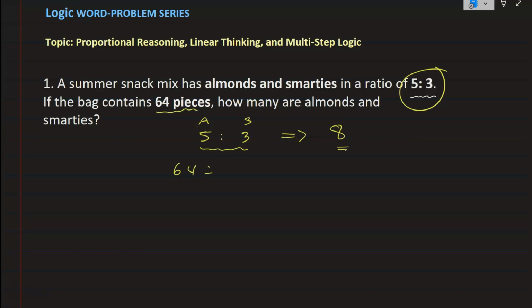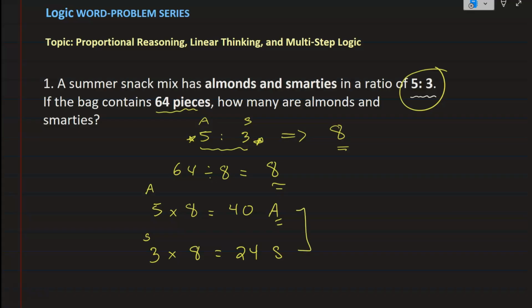That's 64 divided by 8. So you will have 8 packs, and in each one of them, you have 5 almonds and 3 Smarties. Now that you have this, you just very simply take the 5 almonds in each pack. There are 8 packs of that, so that will give you 40. That's 40 almonds, okay? And then for the Smarties, you have 3. Let's call that S. You multiply that by 8 because there are 8 packs, and that's 24 Smarties.